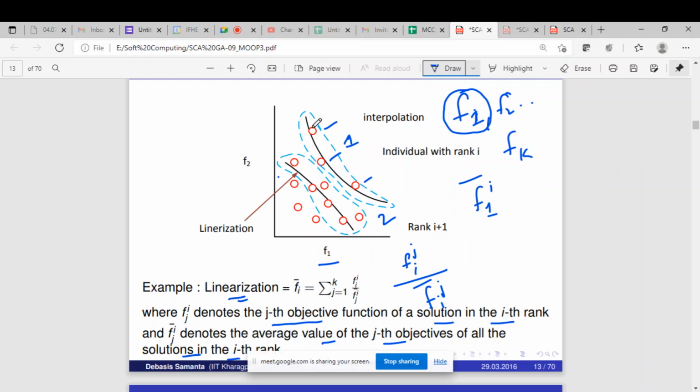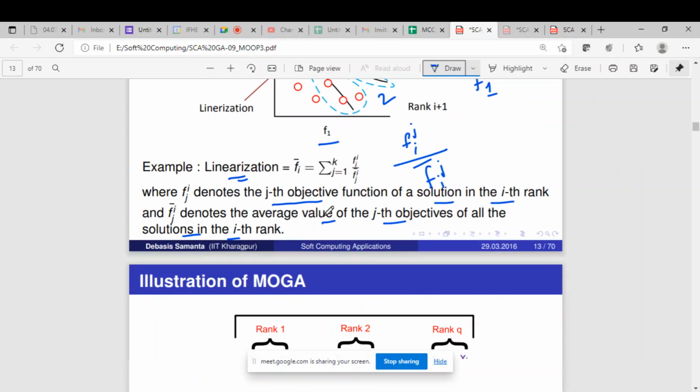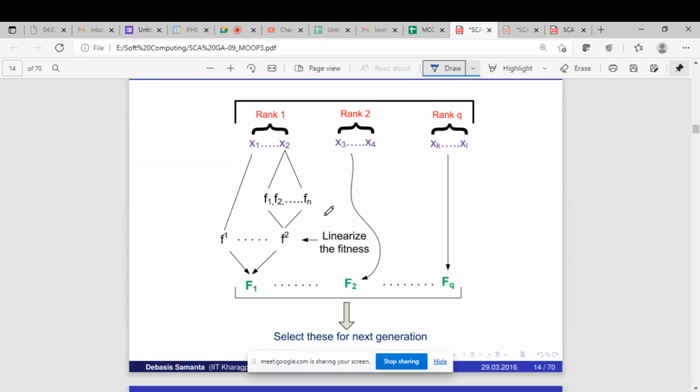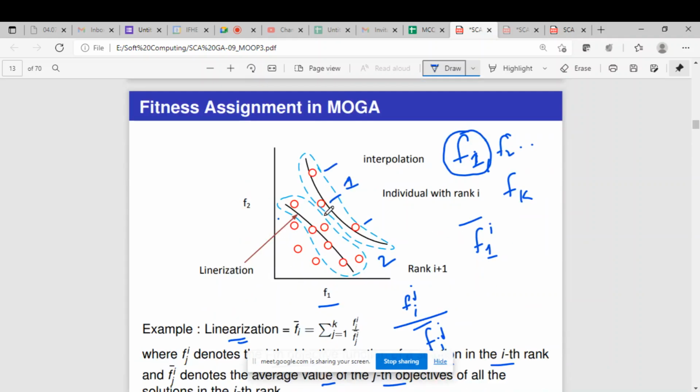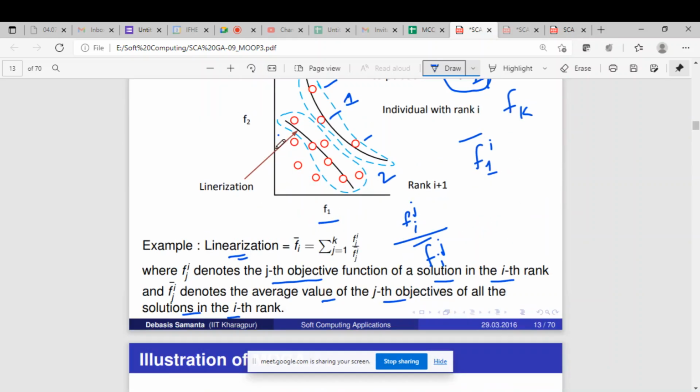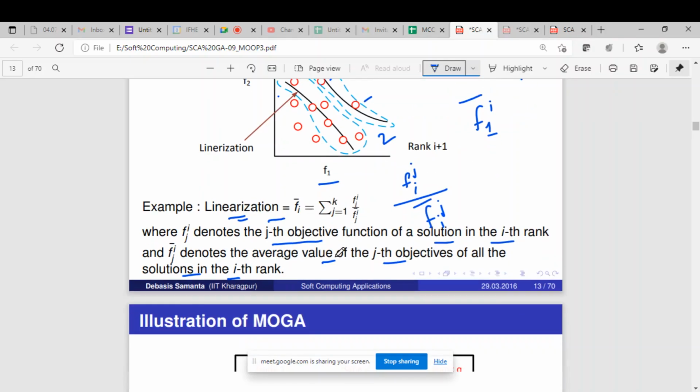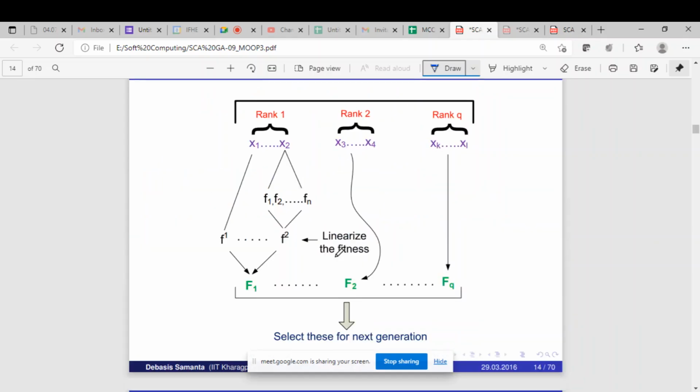That means basically for all these individuals you are giving one fitness score. Like that we are going to assign fitness for every individual who is sharing the common rank. We are not going to discuss any example on this. It is not easy to understand, but probably this will make the point clear.